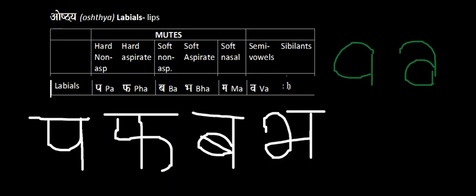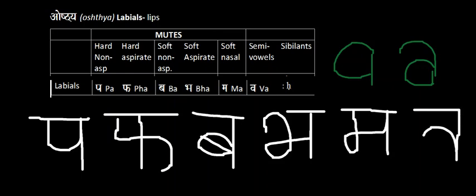Now ma looks very similar to bha, only that we're not making that fancy two, we're just coming straight down and making that loop, coming up and down. That's ma. And va, I just like to picture it as a letter D, but only that the loop is more in the middle. So that is pa, pha, ba, bha, ma, and va.